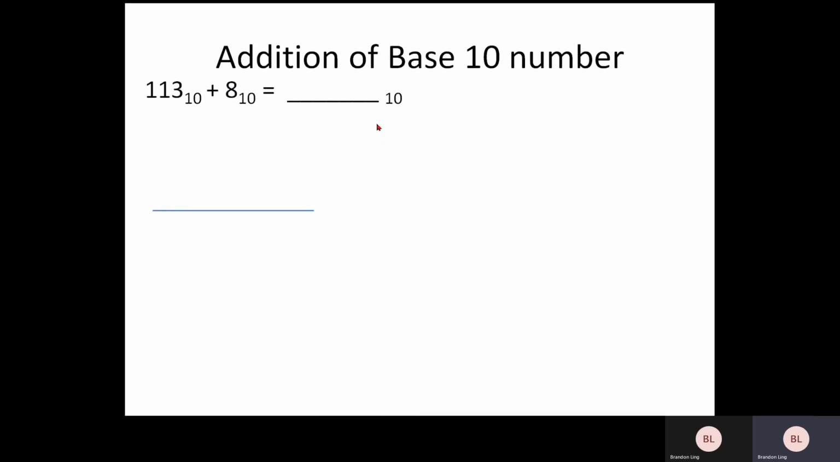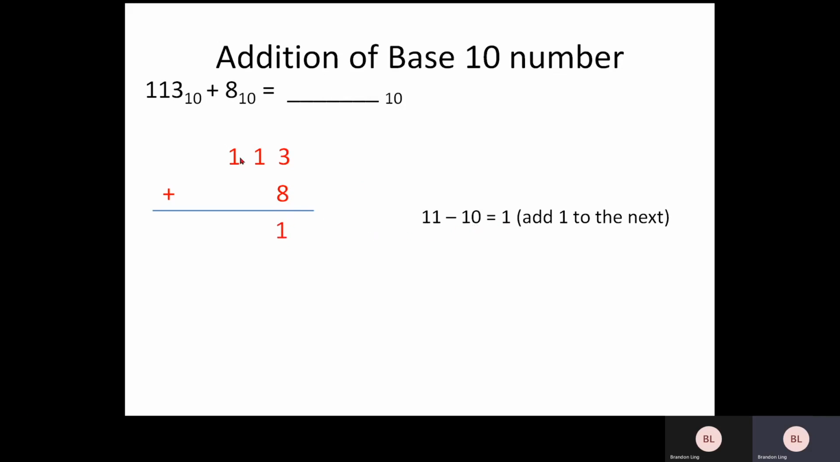Now let's say we have 113 plus 8. How do you add these two numbers together based on the base 10 concept that we normally do in school? Firstly, you have 8 plus 3. What is the answer for 8 plus 3? It is 11. However, you take 11 minus 10, and you get a 1 here. So your 1 will be here.